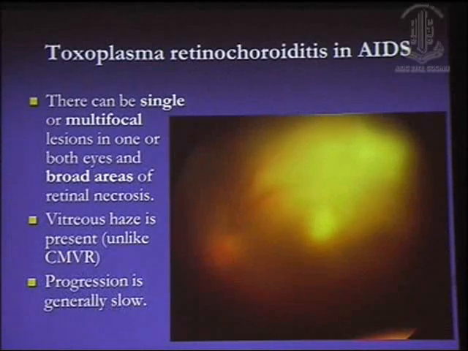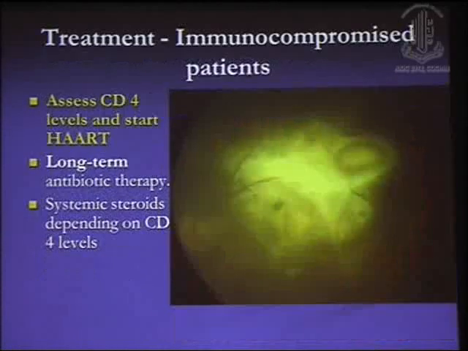Now in immunocompromised patients, in HIV the kind of toxoplasma that you see is often fairly extensive. There can be large multifocal areas of retinal necrosis with a lot of vitritis. And in the old days, before antiretroviral therapy, it used to be easier to differentiate between CMV retinitis and toxoplasma retinochoroiditis. But nowadays, with people being partially treated on antiretroviral therapy, and the occurrence of a lot of immune recovery vitritis, it may not be that easy to differentiate between CMV and toxoplasma retinochoroiditis.